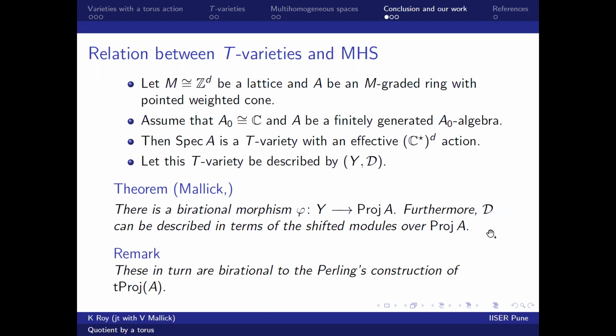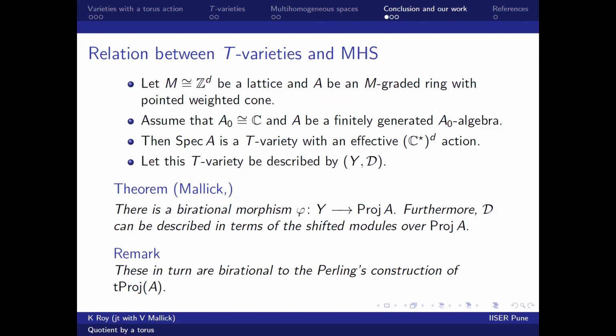And there is one thing that I told you, that David Cox started with a simplicial toric variety and got a ring, and from that ring he constructed that toric variety as a geometric quotient. So Perling also generalized this Cox construction, and he extended that result to a bigger class of toric varieties, and his construction is known as T-Proj.